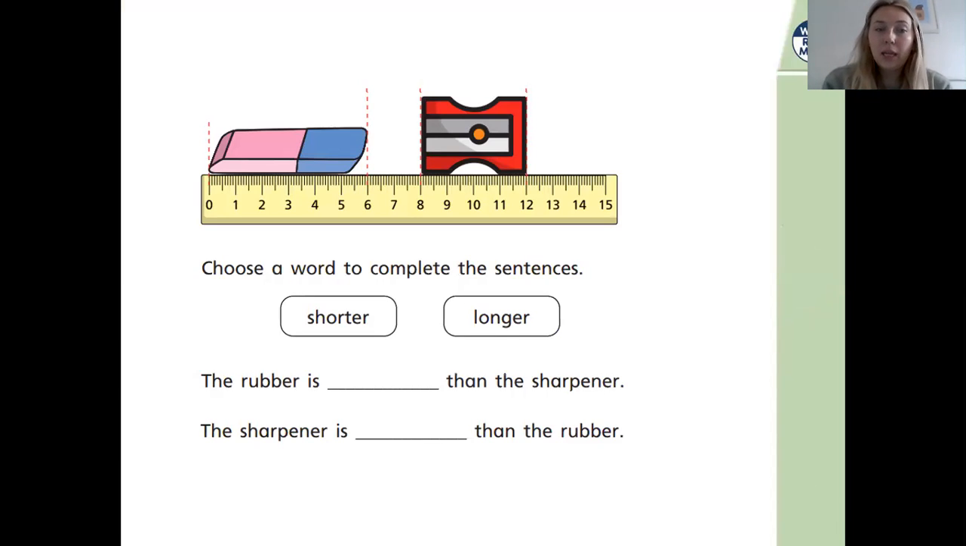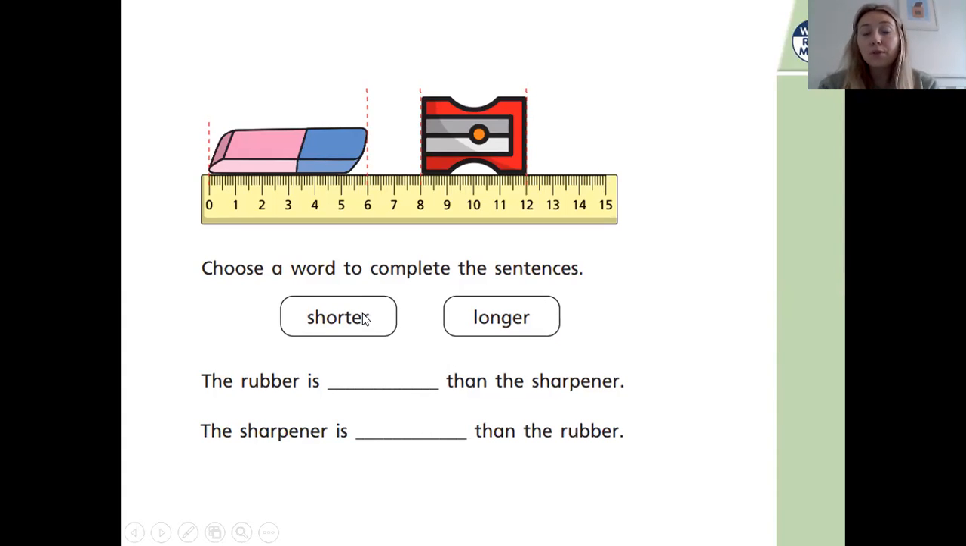So let's have a look at this question together. We have a picture of our ruler, we have a rubber and a sharpener. And the question says, choose a word to complete the sentence. Now, when we first came back after lockdown, a few of these questions came up in the test that we did. Lots of you added words to the sentences that weren't one of the options, okay?